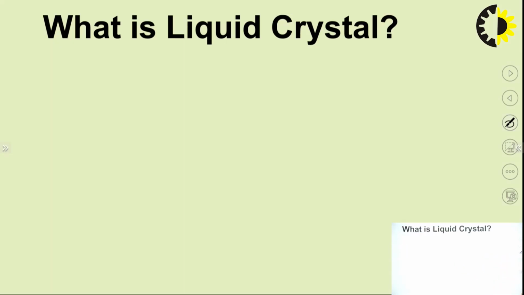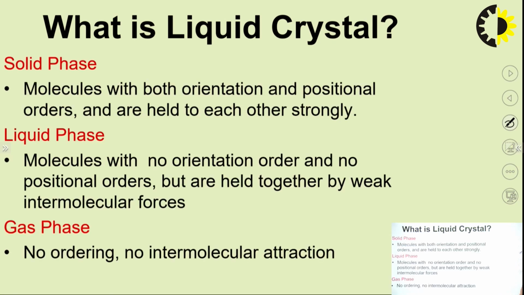Now coming to the point, what is liquid crystal? As we all know, it is the fourth state of matter. Before discussing liquid crystal, let us look into the other three phases. These three phases are solid phase, liquid phase, and gaseous phase. You are well aware that in the solid phase, the molecules have orientational order as well as positional order.